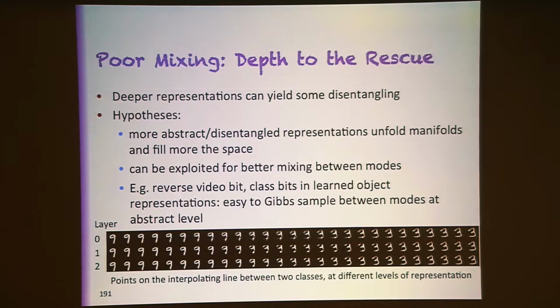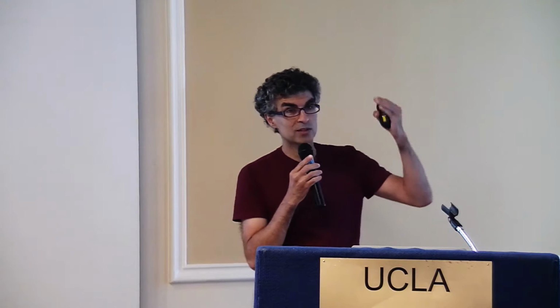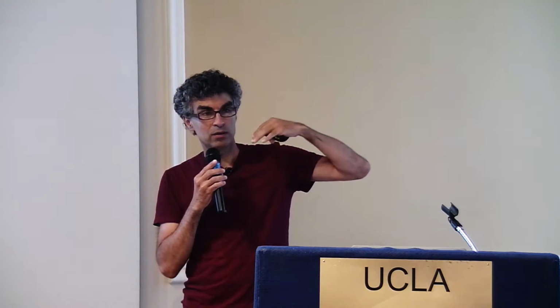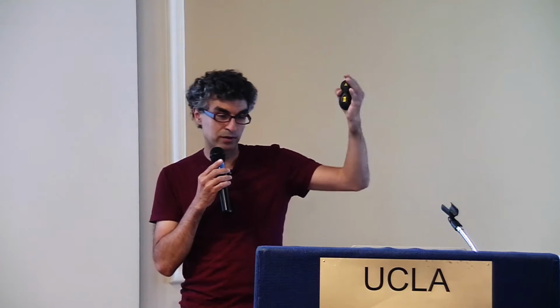And we did experiments where we actually see that happening. Of course, we don't have a video bit and class bits, but we have things that are abstract enough that suddenly mixing becomes much easier. In those pictures, what I'm showing is an interpolation between two samples, here a 9 and a 3, so these are real examples. We're doing a linear interpolation to get a mental picture of what things look like in the space that we're visualizing, the different representations.